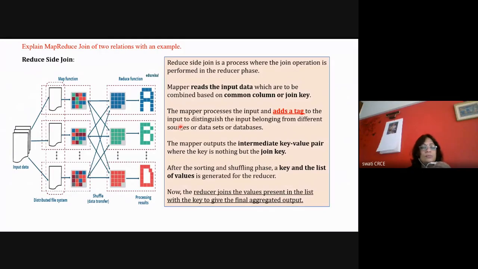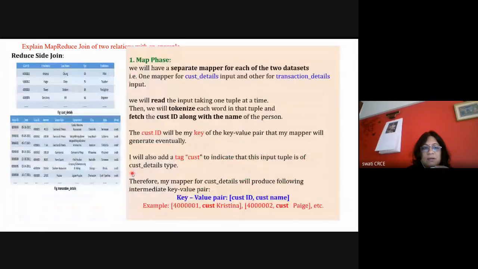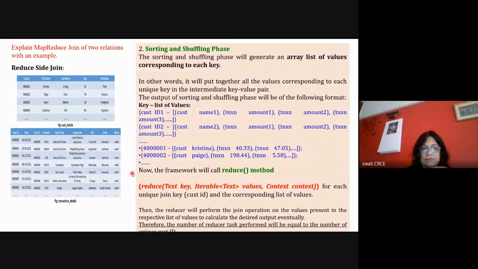Okay, now I think the time is getting over. So quickly we'll see in this diagram also that, depending on the keys, they are shuffled and we see the results. This is what I explained to you, and there is another example. I'll share this with you.